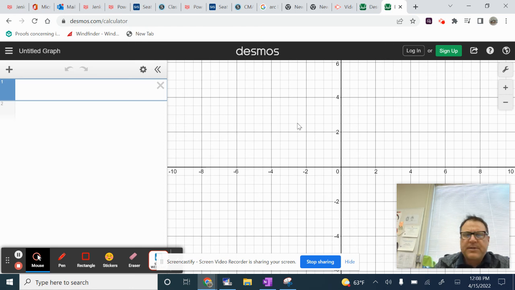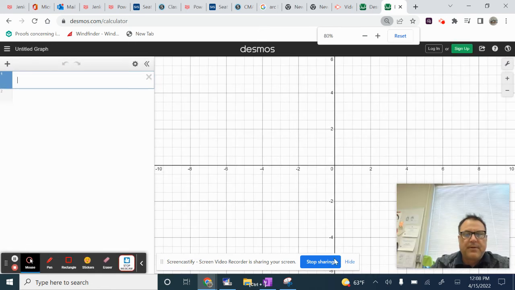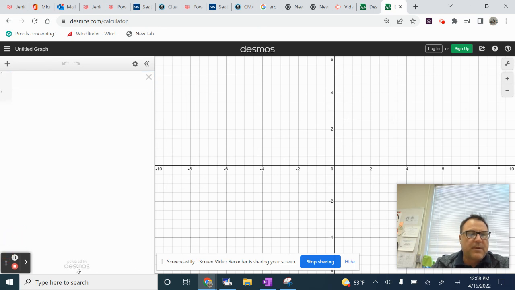So remember, guys, in box 1, we have the equation y equals 3x plus 5. Let me put that in really quick. So I type in the equation. Now down here, because I'm taping this, let's see if I can move this. Minimize this a little bit. Oh, I can move it here. Okay, so in Desmos, there we go.